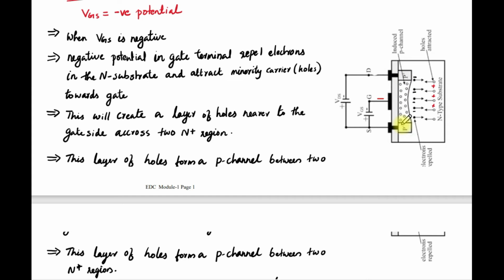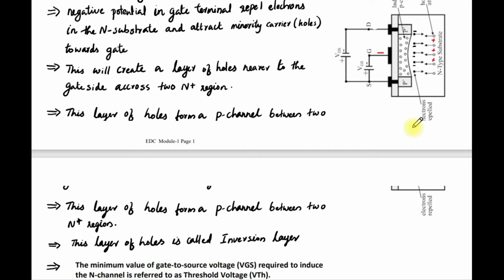So once the channel is formed, that cutoff voltage is called VTH, that is the threshold voltage. So when the VGS is less than the threshold voltage, this channel is not present. It starts creating, and when VGS is equal to VTH, then the channel is created, then there is a flow of current because of the applied VDD.